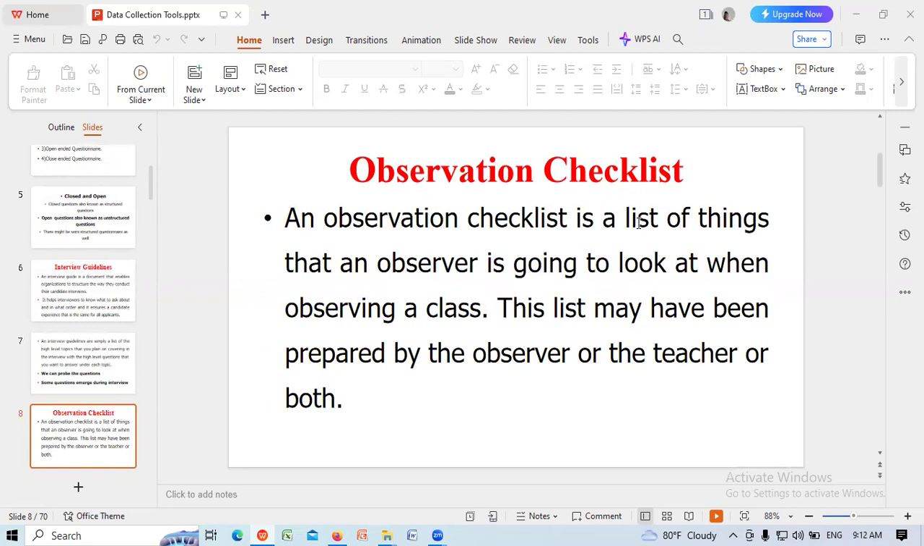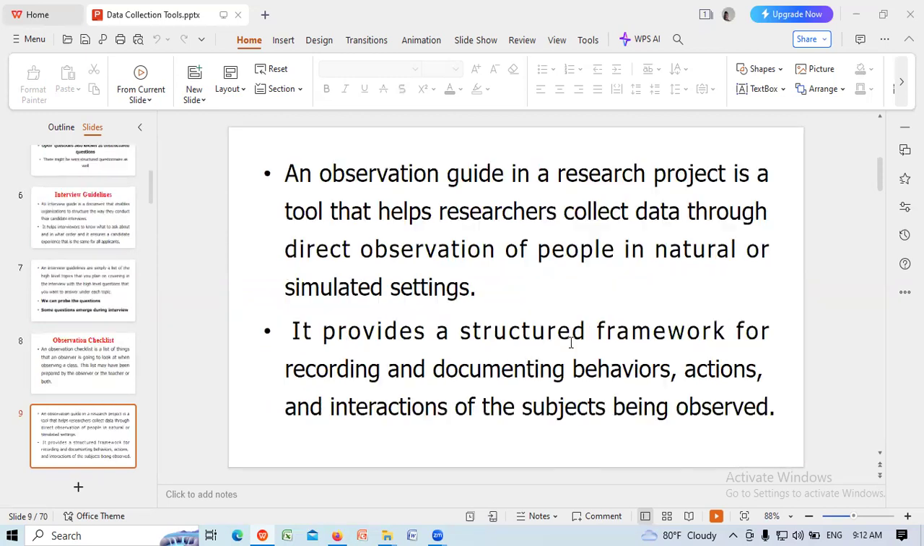An observation checklist is a list of things that an observer is going to look at when observing a class. This list may have been prepared by the observer or the teacher or both.